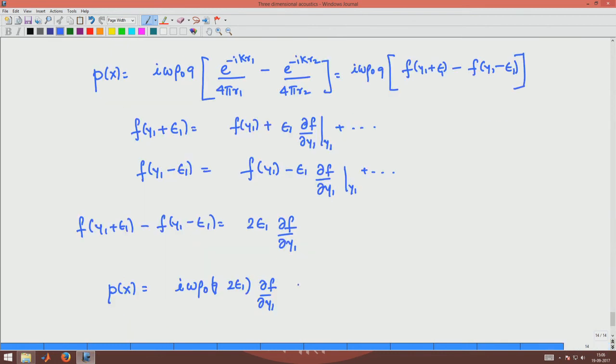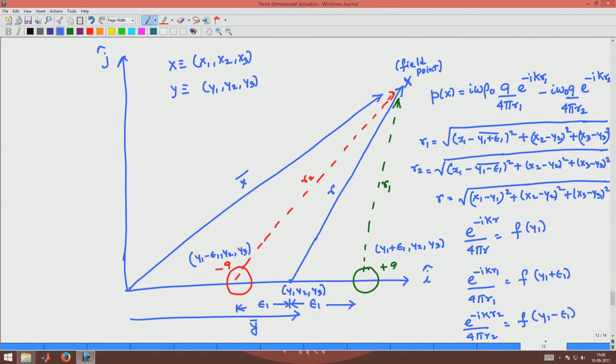Okay. So, carrying forward we could write this thing as i omega rho 0 q times 2 epsilon 1 into del f/del r into del r/del y 1. So, this is again nothing but chain rule of calculus. I have chosen to express del f/del y 1 as del f/del r into del r/del y 1. And what was my f function?